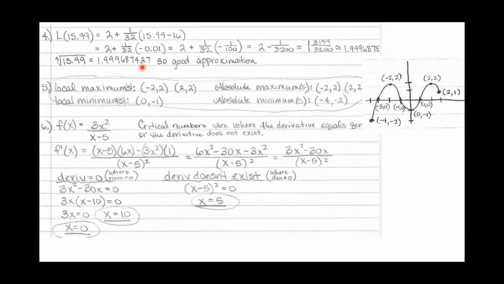All right, then for number 5, they gave us a graph, and they asked us to identify the local extrema and the absolute extrema. All right, so I have a local maximum where my graph changes from increasing to decreasing. So that would be right here at negative 2, 2, and right here at positive 2, 2. Then I have a local minimum where my graph changes from decreasing to increasing. So you can see it change from decreasing to increasing right here at 0, negative 1.